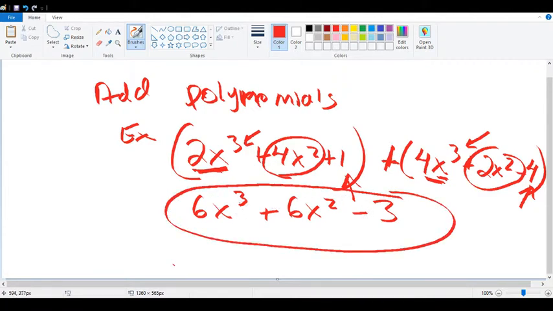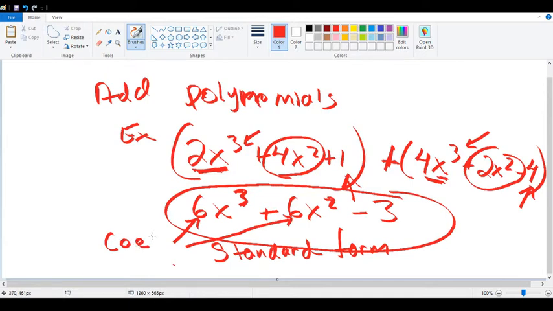If you notice carefully, my degrees descend from greatest to smallest. This is called standard form. That number here and this number here are called the coefficients. And the number by itself here, this -3, we call this a constant.